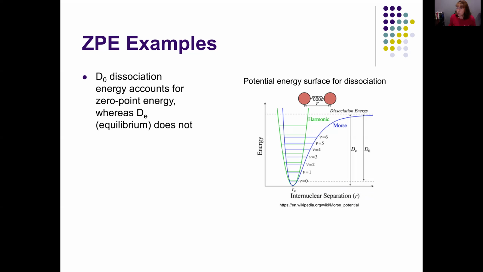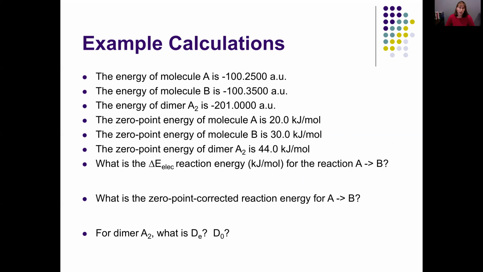All right, so let's think about just a couple of examples. Let's set up these energies and these zero-point energies for molecules A, B, and a dimer A2 and answer the three questions. First of all, what is the reaction energy, the delta E electronic, for the reaction where A turns into B? What is the zero-point corrected reaction energy for A going to B, so including the zero-point energy? And for dimer A2, what is the dissociation energy from equilibrium versus what is the dissociation energy when you include zero-point energy? So now might be a good time to turn off the video and do the calculations and see what you get.